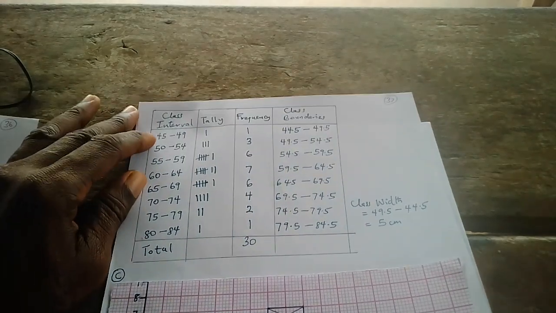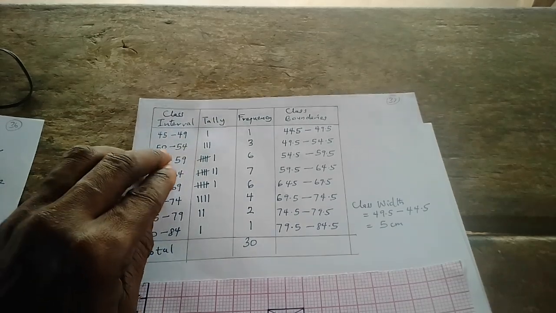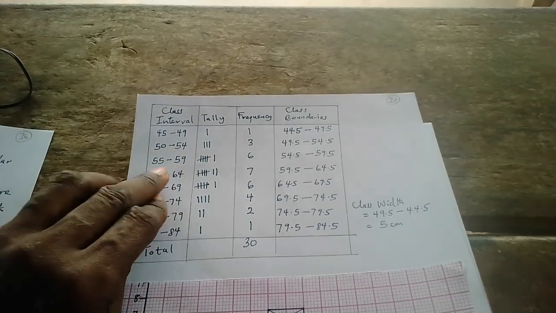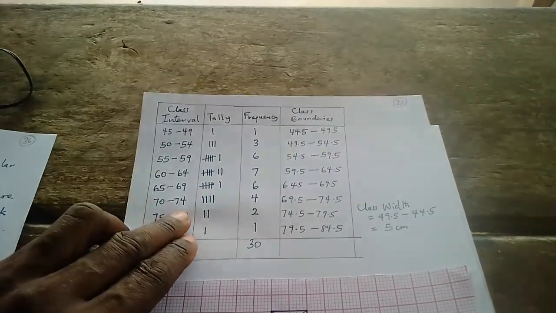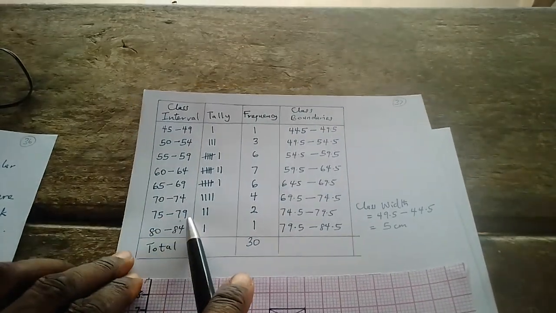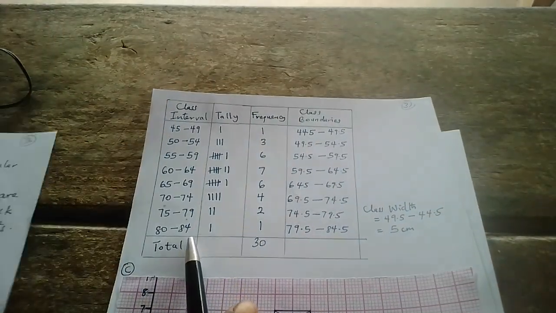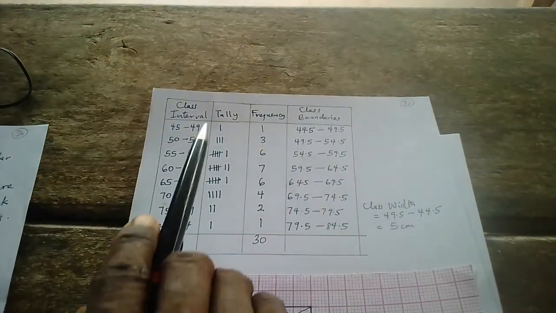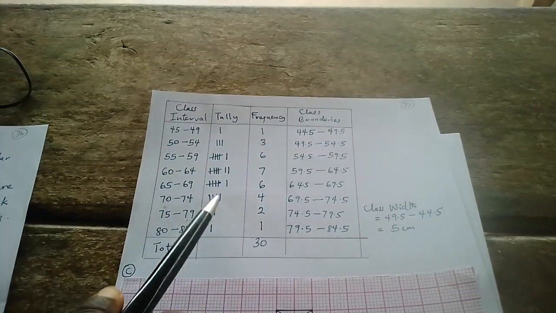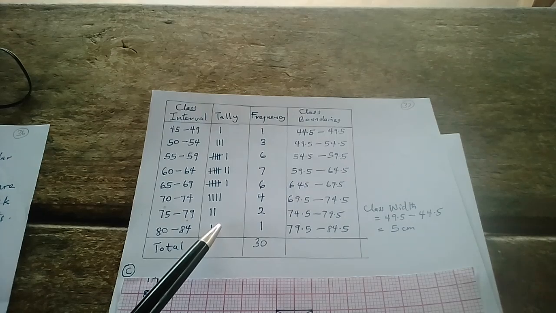So for the class intervals here, we are having from 45 to 49, 50 to 54, 55 to 59, 60 to 64, 65 to 69, 70 to 74, 75 to 79, 80 to 84. So these are the class intervals within the range of the length of the iron. Now, using the tally system, I was able to get this. If you check the previous lesson, you will be able to understand it better.